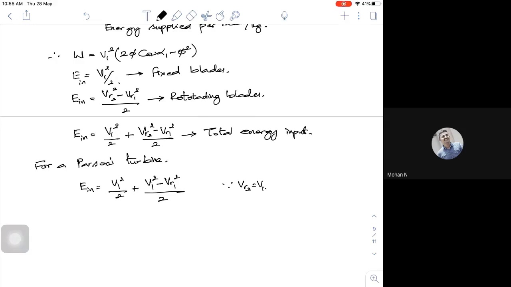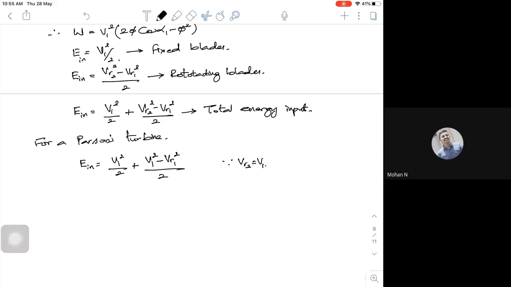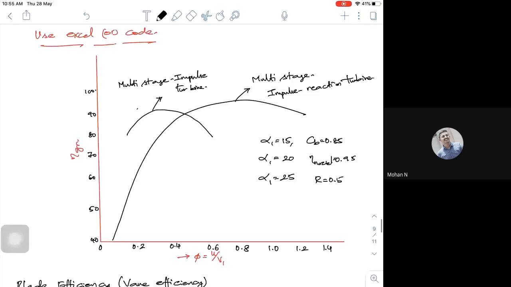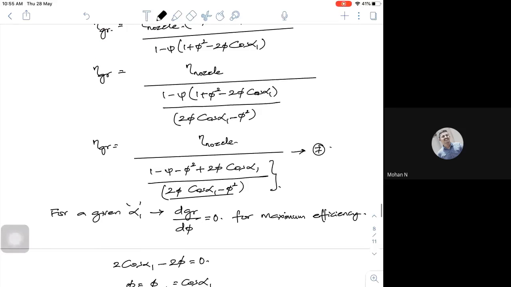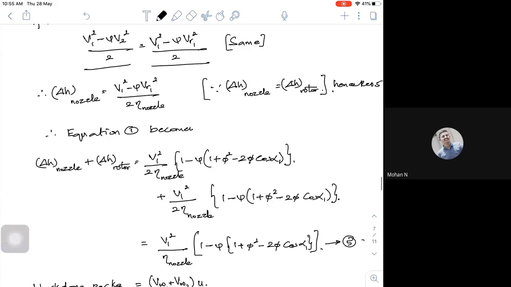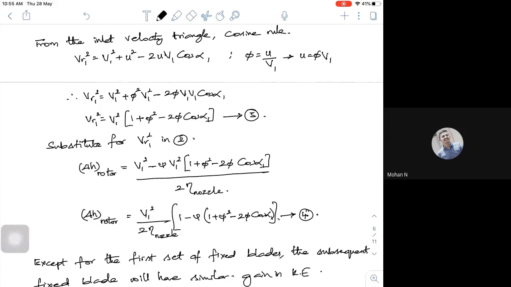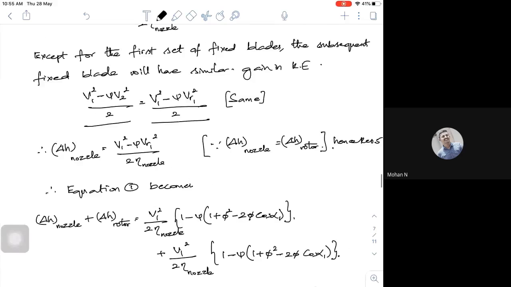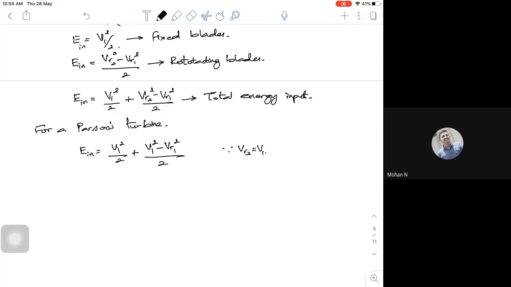Now, what is my VR1 square? Already we have the expression. VR1 square, I can write it in terms of V1 square. If you go back and see, VR1 square is equal to expression number 2. VR1 square is equal to V1 square into 1 plus phi square minus 2 phi into cos alpha. I can substitute for that also. So coming back, I can write for VR1 square like that.